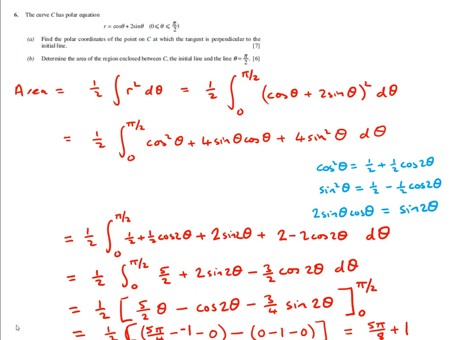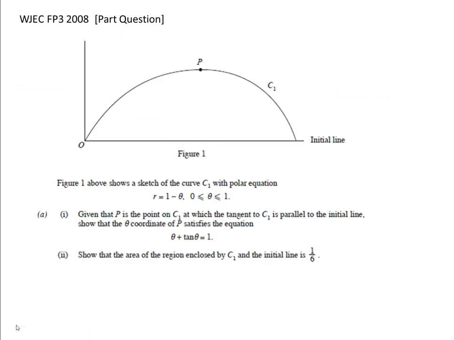And now let's have a look at a final example, which is a part question from 2008. So we've got a diagram there that shows part of the curve with polar equation r equals 1 minus theta. Point P is the point on C1 at which the tangent to C1 is parallel to the initial line. We've got to show that the theta coordinate of P satisfies the equation theta plus tan theta equals 1, and then later we've got an area calculation to do.